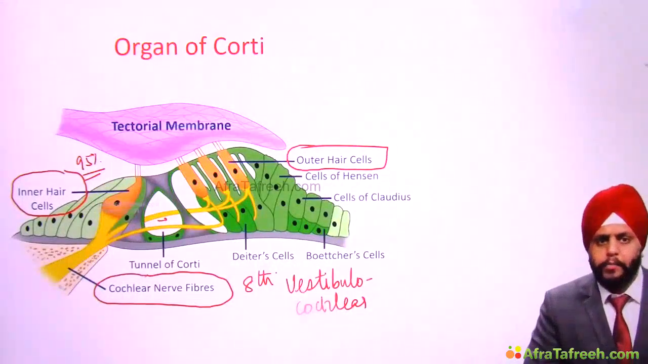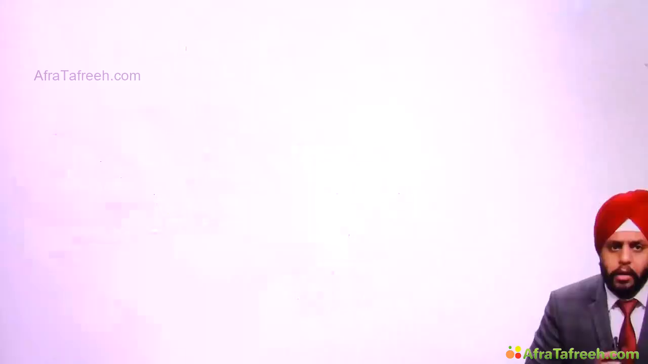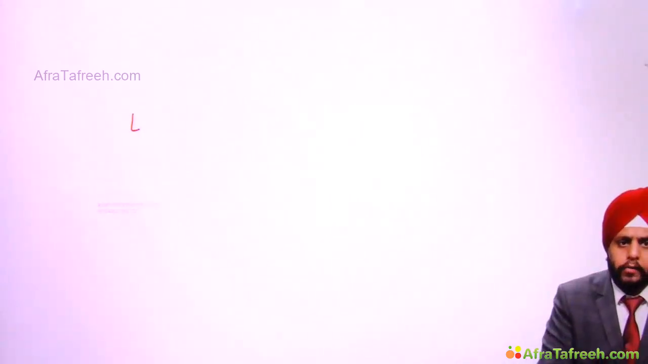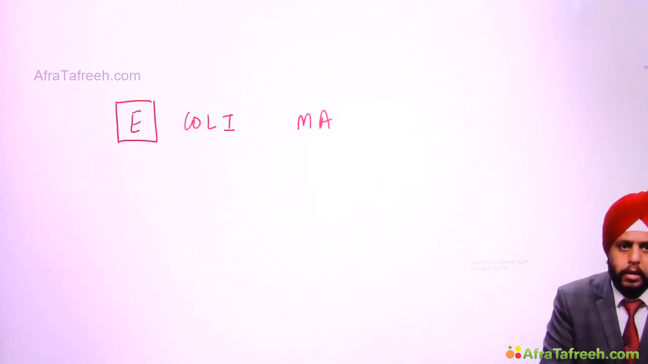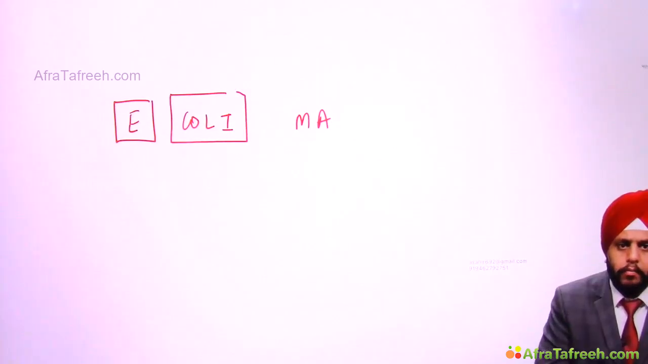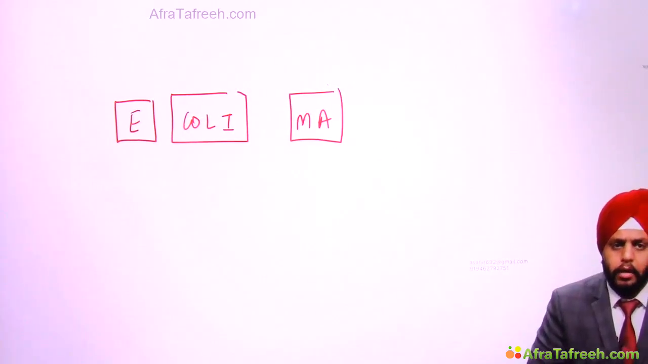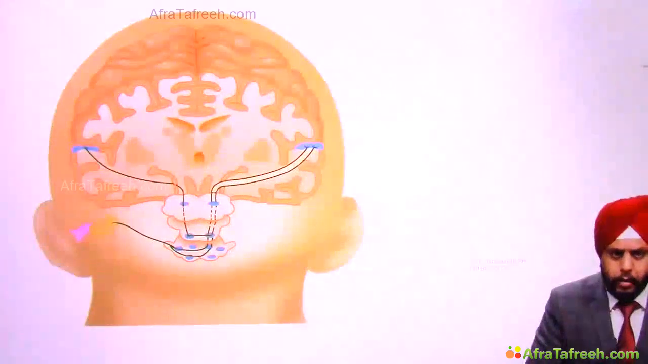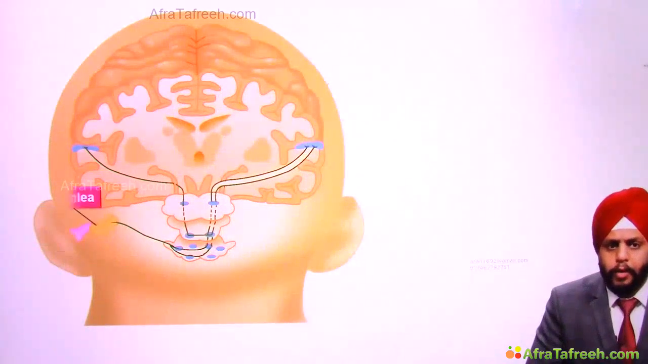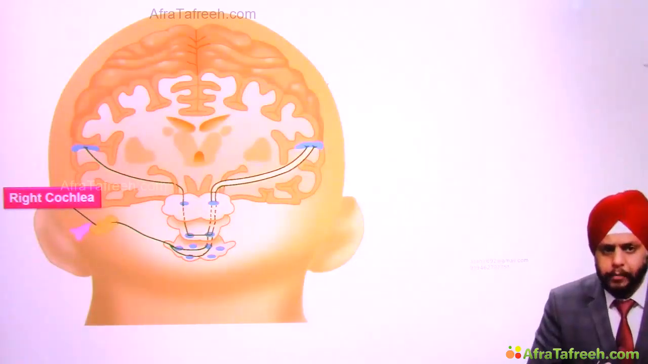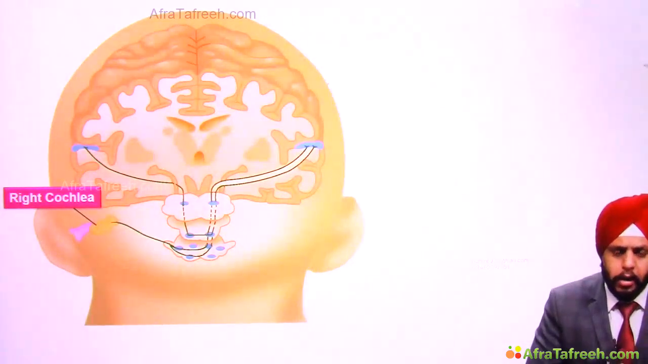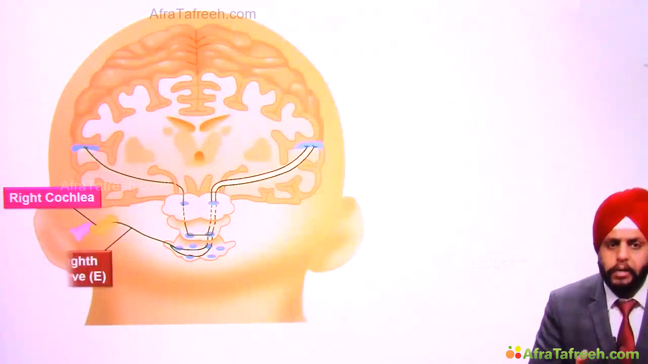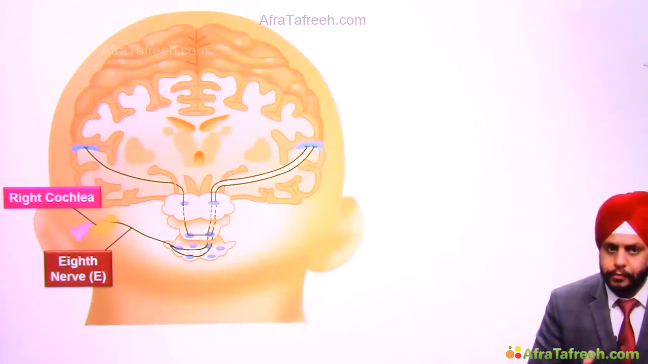Now to remember this pathway, we can learn a mnemonic, and the mnemonic is E. coli ma. Let's look at this diagram. Now we know the sound goes from the cochlea to the brain. So let's start from the right cochlea, and the mnemonic is E. coli ma. E over here stands for eighth nerve, the vestibulocochlear nerve.